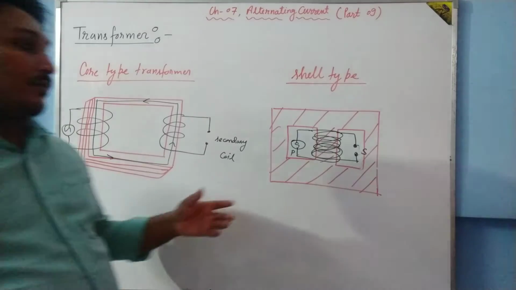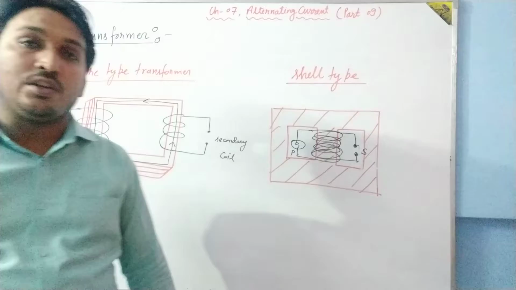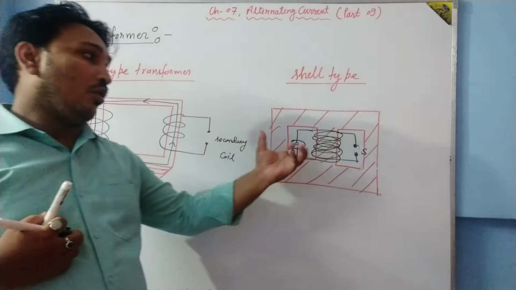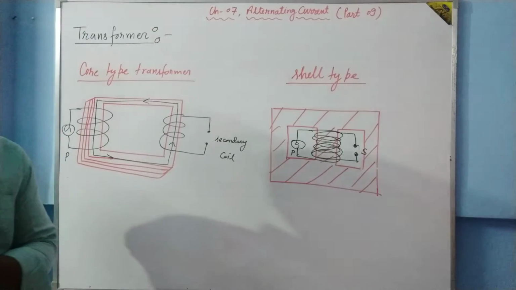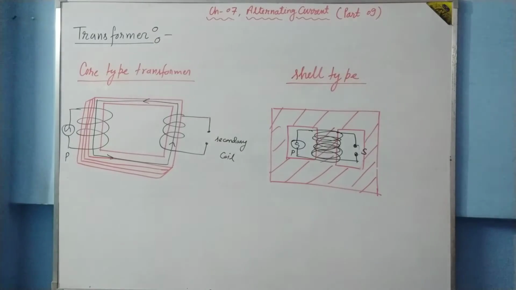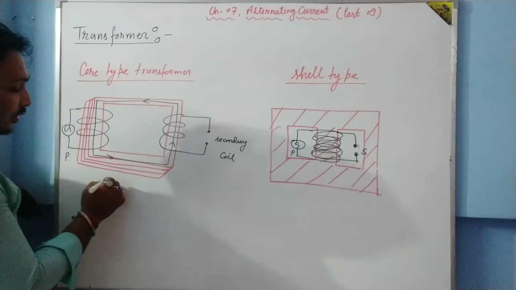In the shell type transformer, there is less chance of flux leakage, because all the flux of the primary links with the secondary. So this is how the transformer looks. But when we make it symbolically in a circuit, then we make it like this.